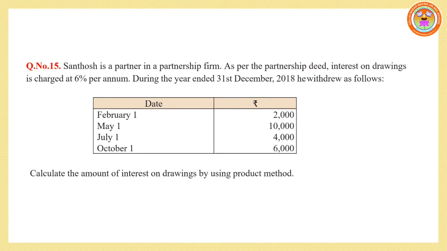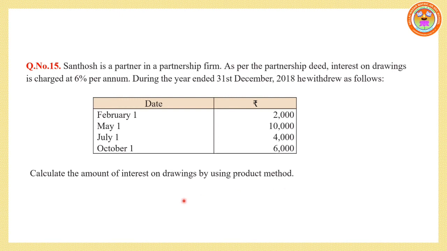Now look at sum number 15. Santosh is a partner in a partnership firm. As per the partnership deed, interest on drawings is charged at 6% per annum. During the year ended 31st December 2018, he withdrew as follows. Feb 1, he has withdrawn 2,000. May 1, 10,000. July 1, 4,000. October 1, 6,000. Calculate the amount of interest on drawings by using the product method.